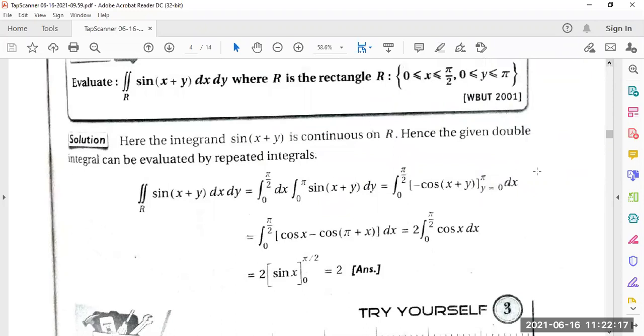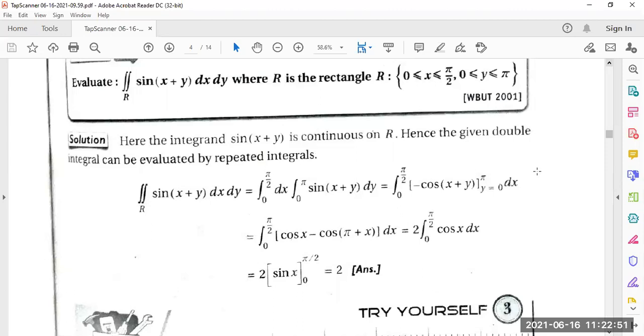We have to evaluate this integral where R is the rectangle. The rectangle is given here. So here x equal to 0, that means the y axis, and x equal to pi by 2, which is parallel to the y axis. And for y equal to 0 and y equal to pi, one is the x-axis and the other is parallel to the x-axis. So this rectangle we have to make.